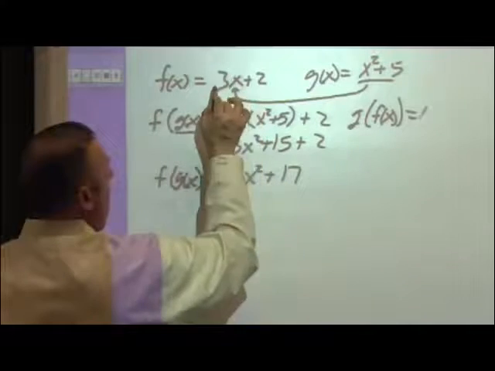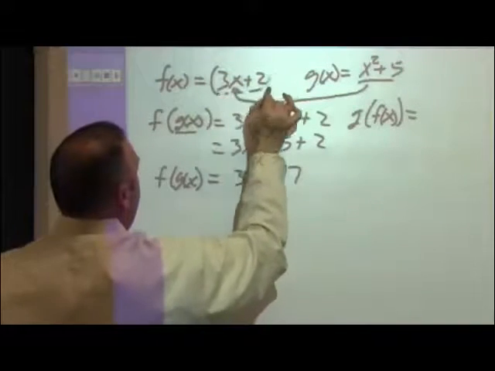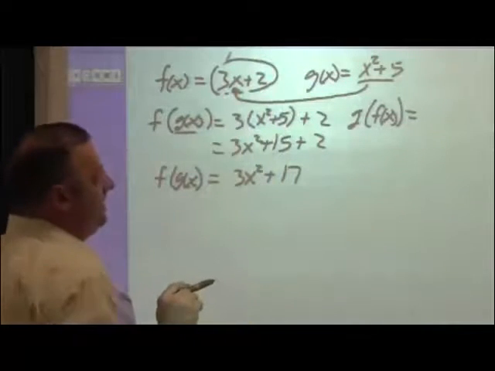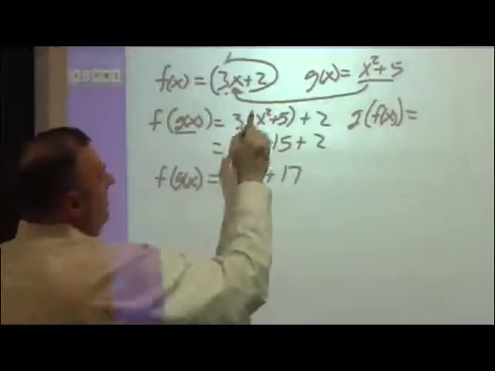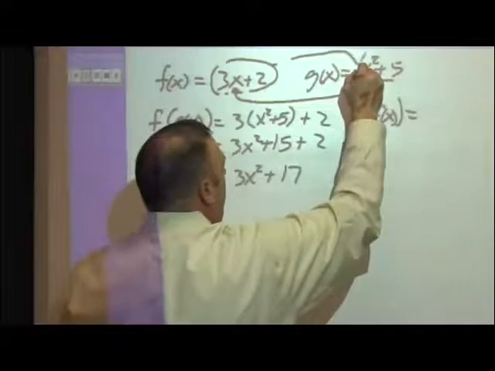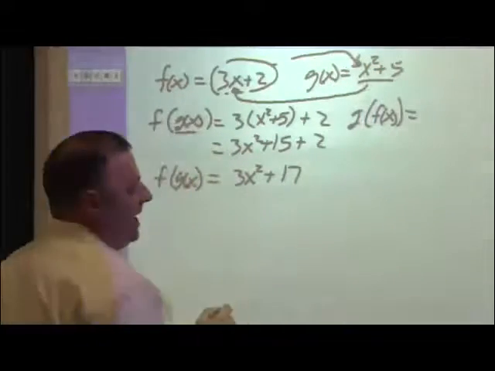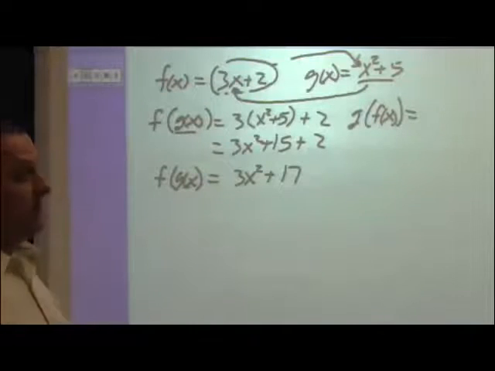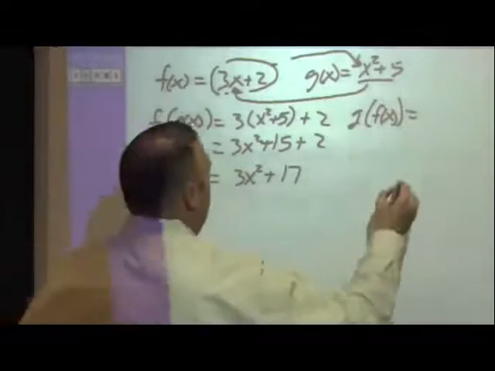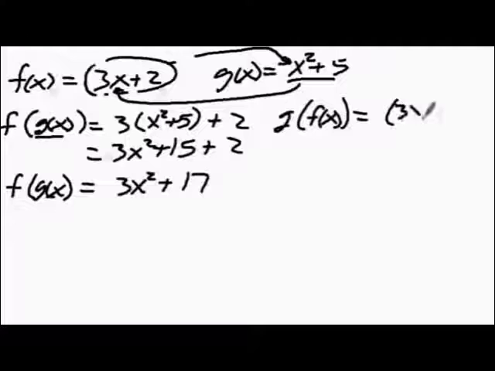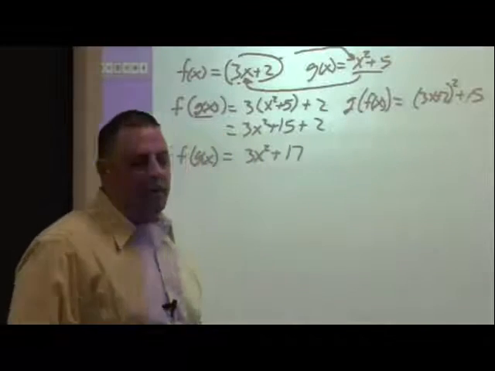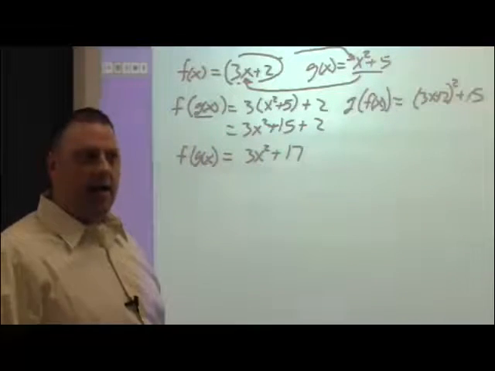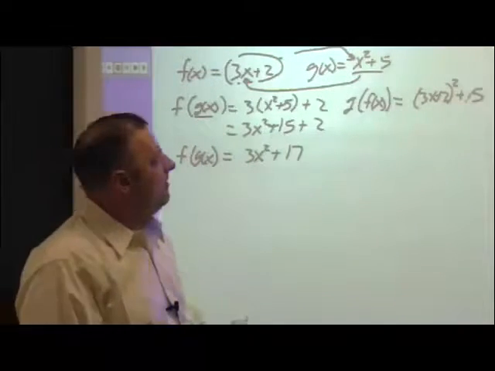That means you're going to start with 3x plus 2, and you're going to look for x in g of x, and plug it in its place. So you're going to sub it in right here. Now, if you had more than one x, you would have to put it in more than one place, but you only have one x there. So it's going to look like this: the quantity 3x plus 2 squared plus 5.